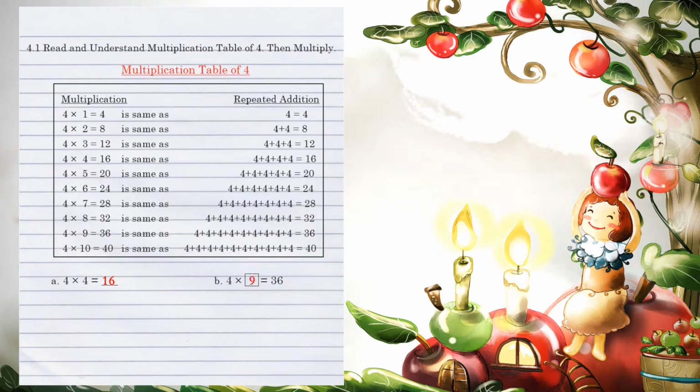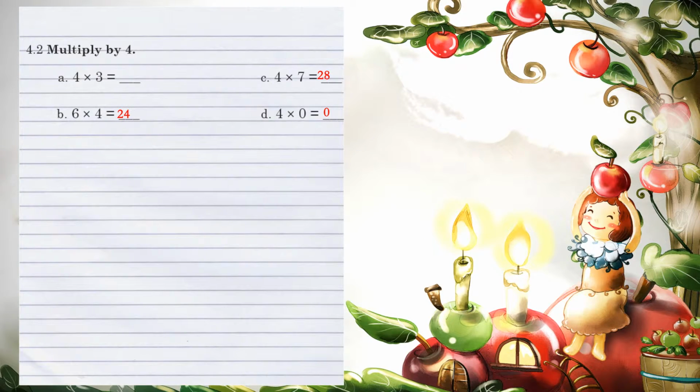Unit 4.2, continuing to multiply by 4. Example A, 4 times 3. If I have 3 groups of 4, how many would that give me? That would give me 12.